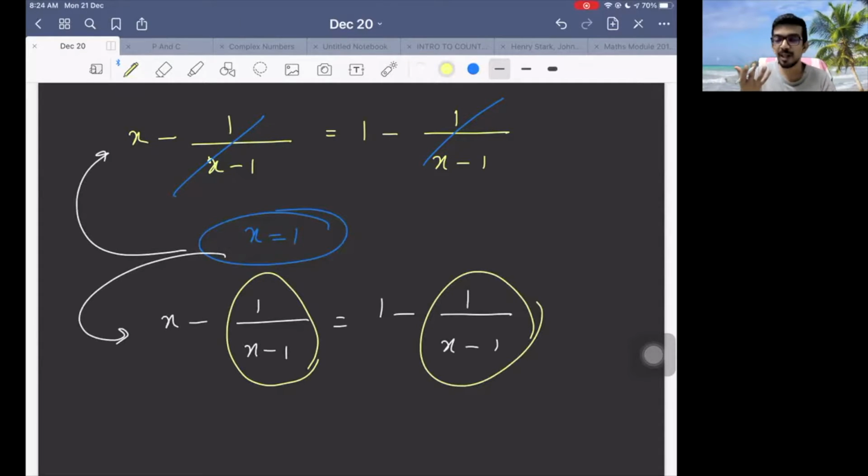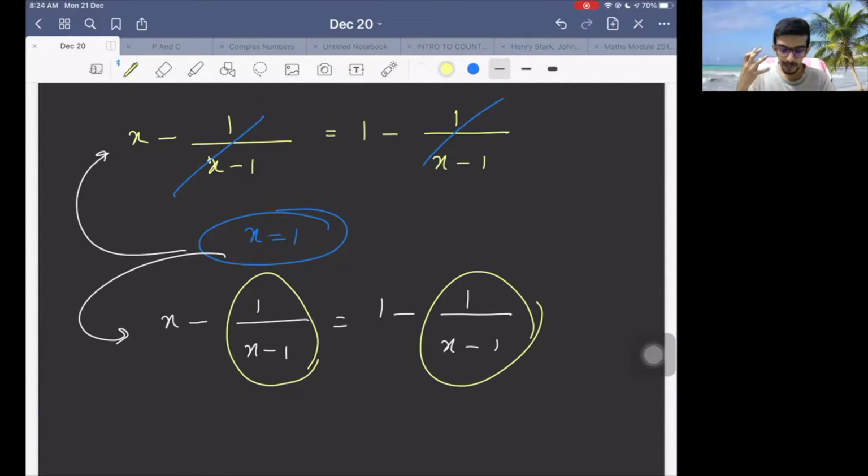It becomes undefined, right? When you have x is equal to 1, the x minus 1 term in the denominator becomes undefined, right? Because you have 0 in the denominator. Can you have 0 in the denominator? No. That is a very big problem. You can't have 0 in the denominator because that becomes undefined. That's not a real number.